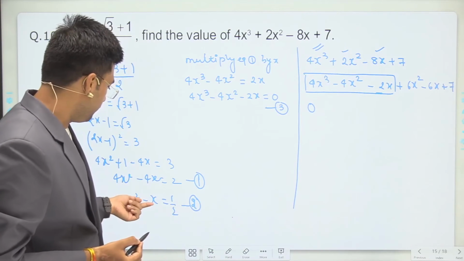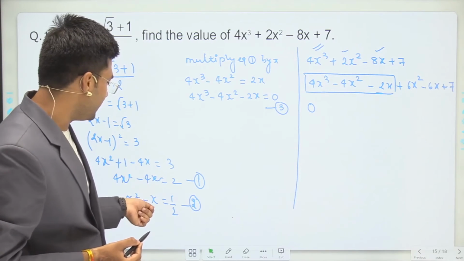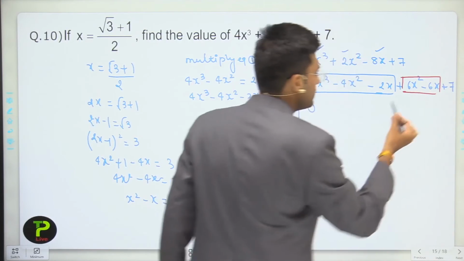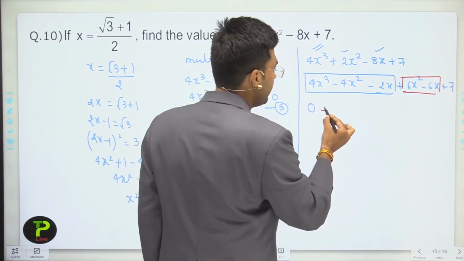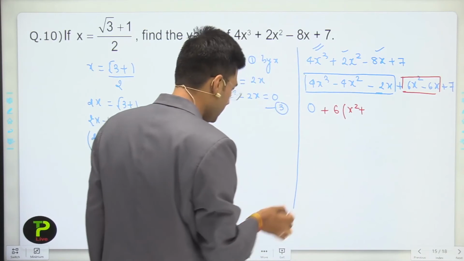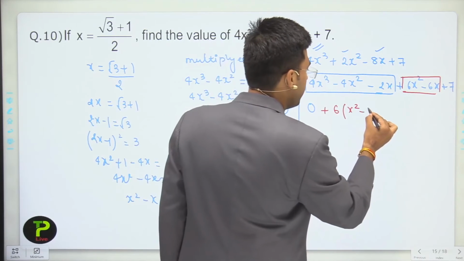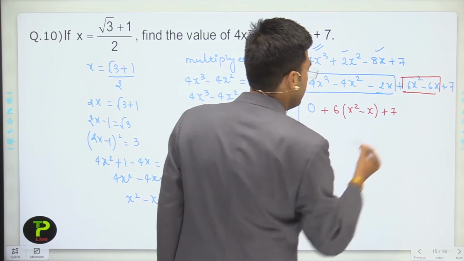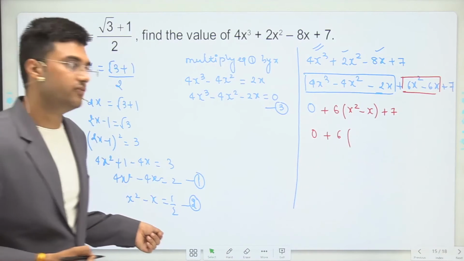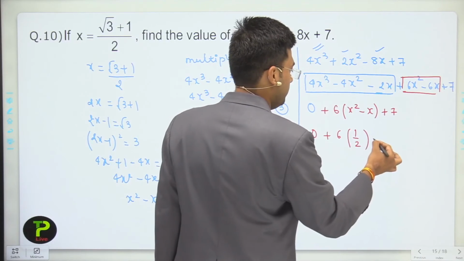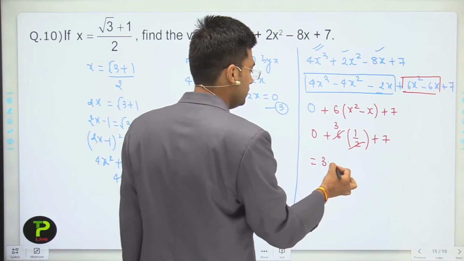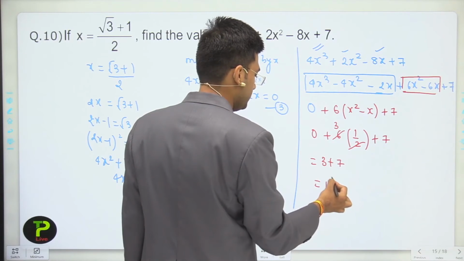Now dear students, from equation 2, x square minus x is equal to what? 1 by 2. So now solve this expression. From this expression, we can take 6 as common and we can write it as 6 times x square minus x plus 7, and it is equal to 0 plus 6 times the value of x square minus x, which is 1 by 2, plus 7. The 2 cancels out with 6 by 3 times, so it is equal to 3 plus 7. So the final answer is 10.